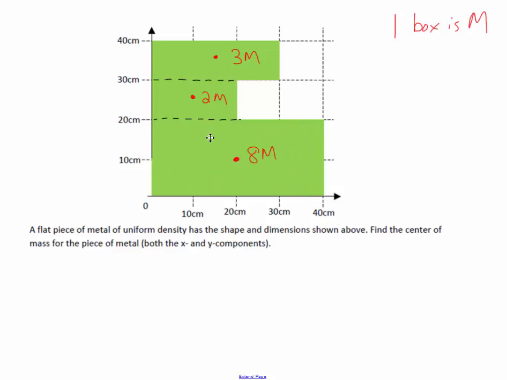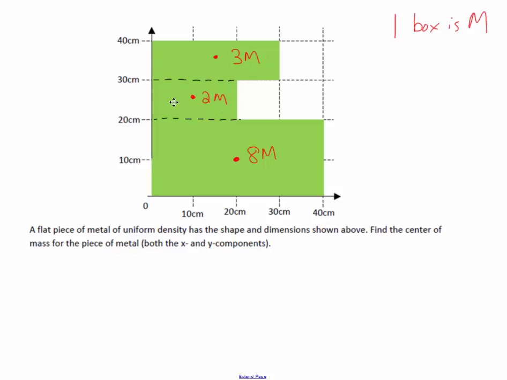It is made up of 8 of those individual 10 by 10 boxes, and so the center of mass of that piece is right at the center at x equals 20 centimeters and y equals 10 centimeters. So we can treat this as just a single point mass that has a mass of 8m right at the center of that piece. For this next segment, it's made up of 2 of those 10 by 10 boxes, and so the center of mass of that piece would be halfway across, which is at x equals 10 centimeters, and it's halfway up, which is at y equals 25 centimeters.